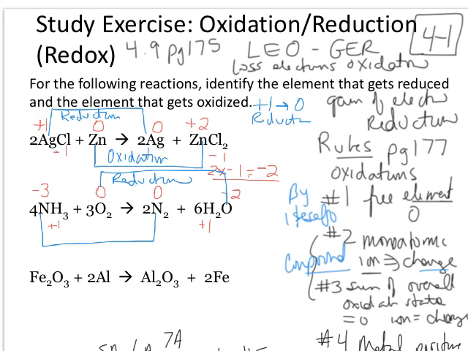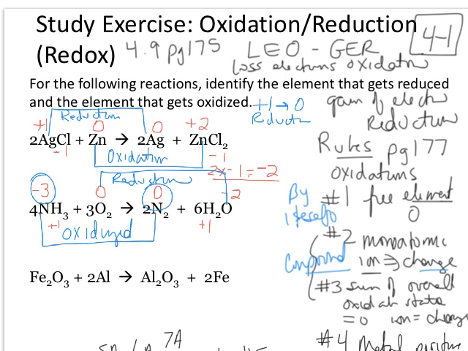So that's a reduction in numbers, and that's a reduction. So oxygen is being reduced, and nitrogen is being oxidized. And then I double check it. And really, what are we going from? A negative 3 to a 0. So that is in fact being oxidized.